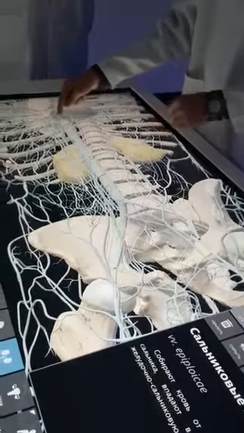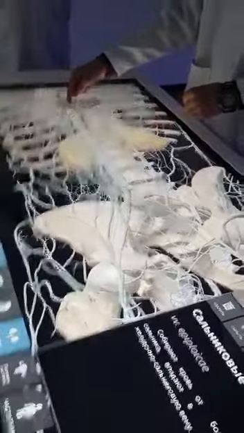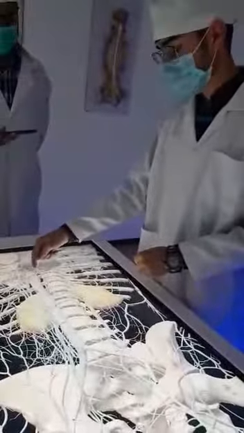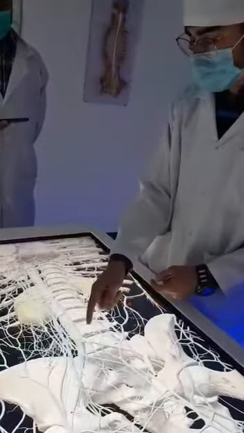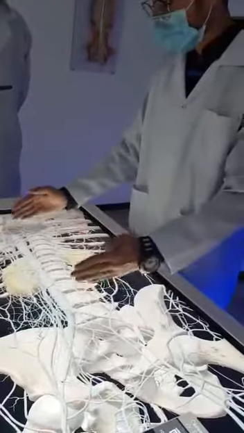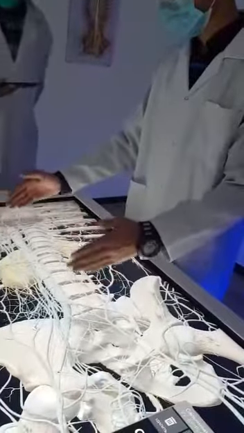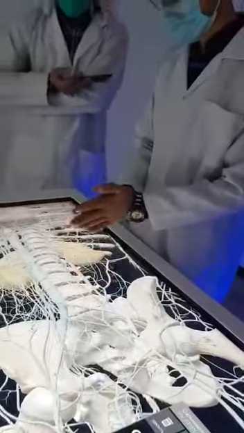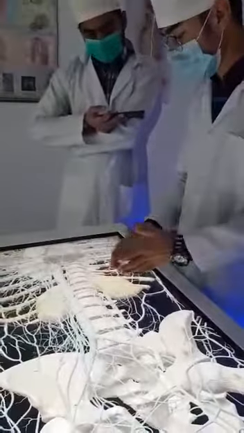The vena cava originates from the posterior inferior aspect of the right atrium, and it descends down up to the level of the L5 lumbar vertebra, right? So in this very region, we have the inferior vena cava.